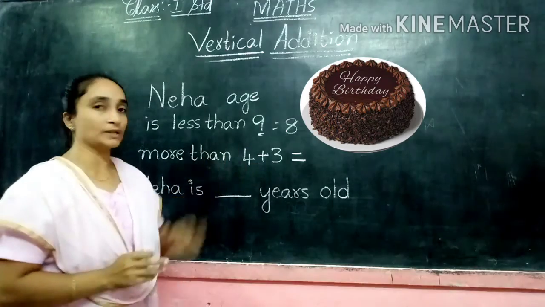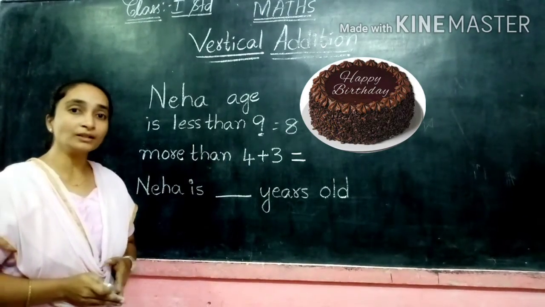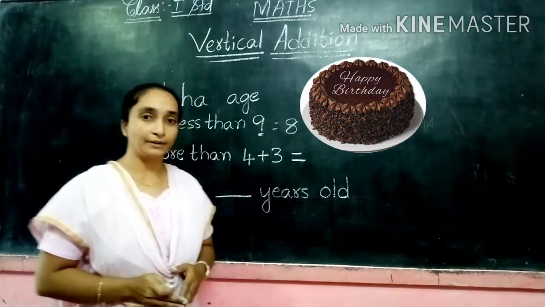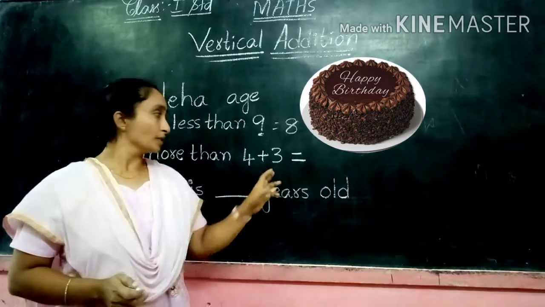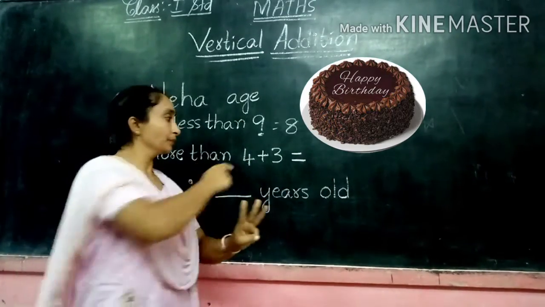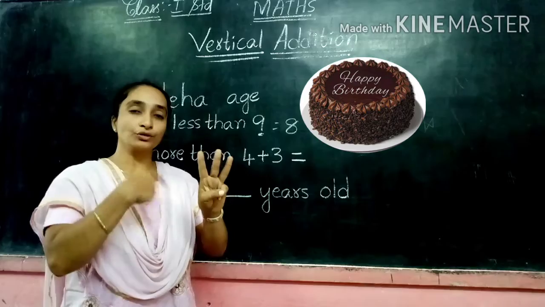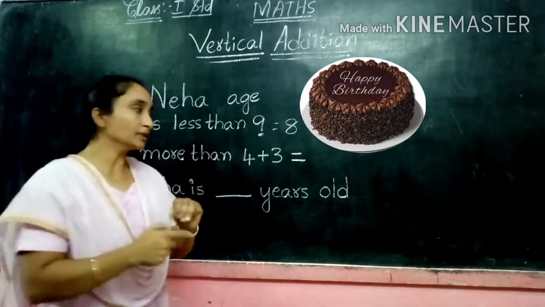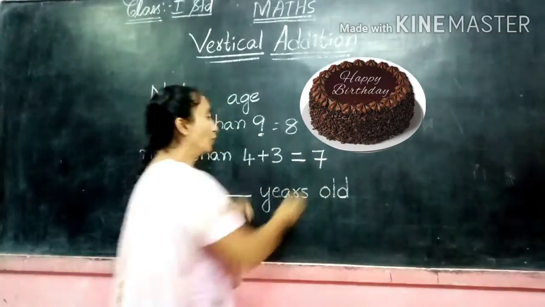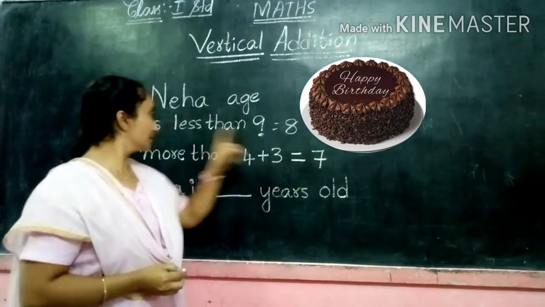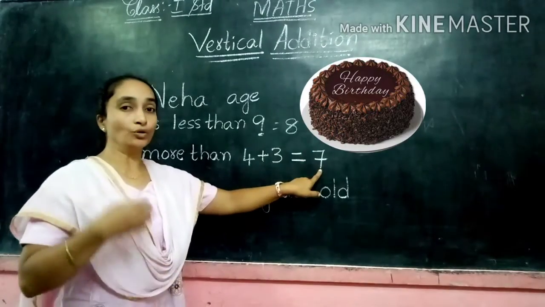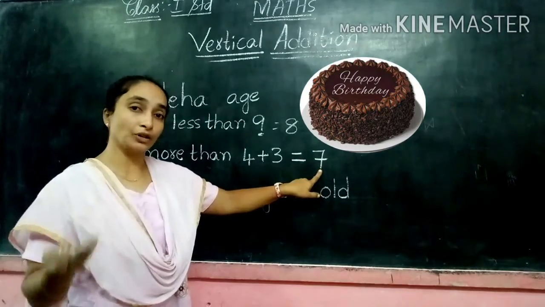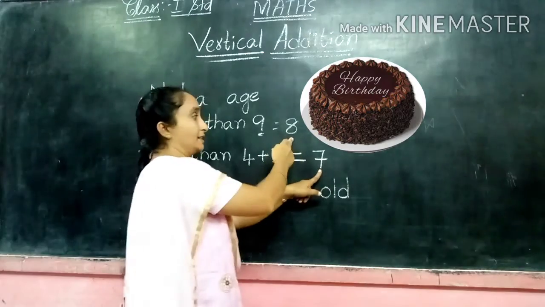And more than 4 plus 3. More than 4 plus 3. So 4 plus 3 we have to add. Here the small number is 3 and the big number is 4. So 3 plus 4 we have to add. 4, after that 5, 6, 7. Here 4 plus 3 means 7. More than 7. What comes more than means the big number we have to write, the number after. After 7 comes 8.